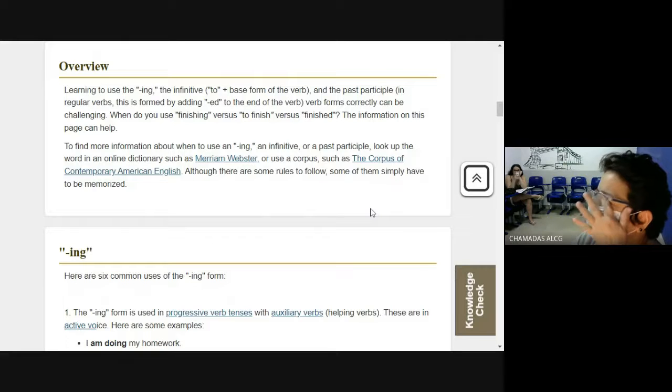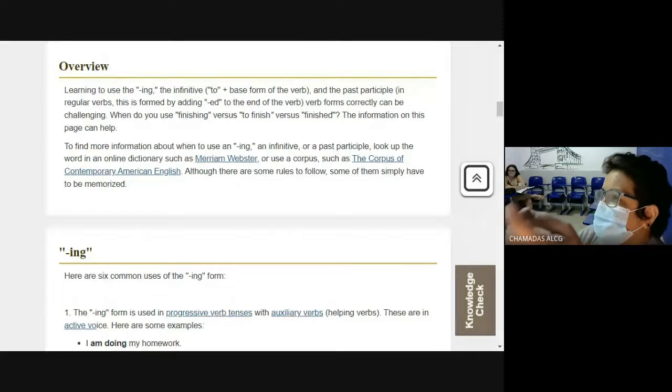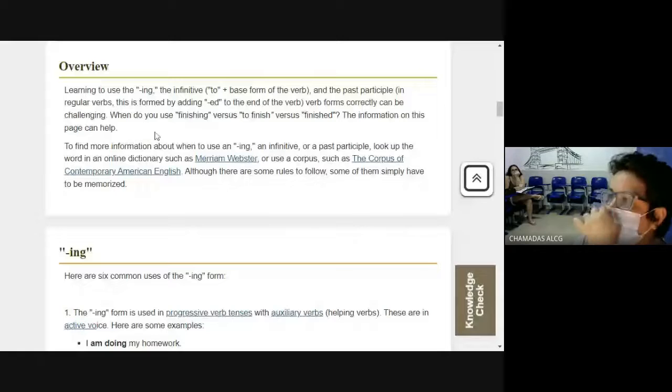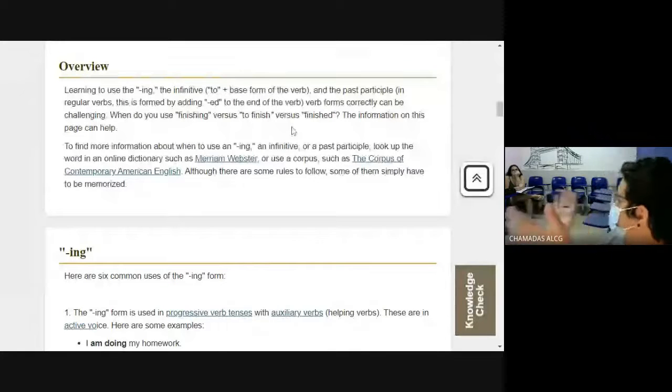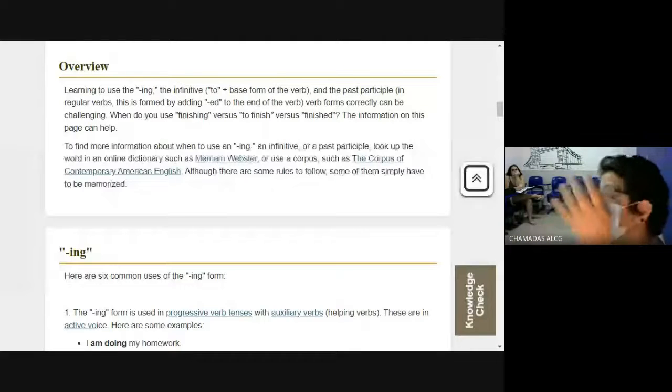Oh, I'm sorry. So here they start by saying, learn to use the ing, the infinitive, and the past participle in regular verbs. This is formed by adding a d to the end of the verb. Okay, guys. Verb forms correctly can be challenging. When do you use finishing versus to finish? Do you know when we use each one? Sometimes it can be tricky.